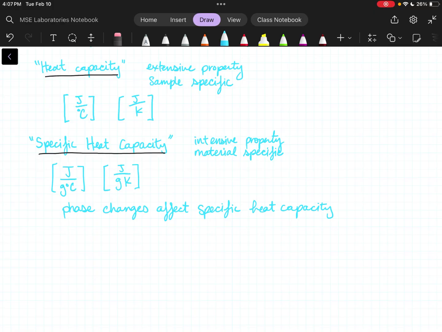And then I'm going to add one more little review item. Have you learned about glass transitions? Nope. Cool.